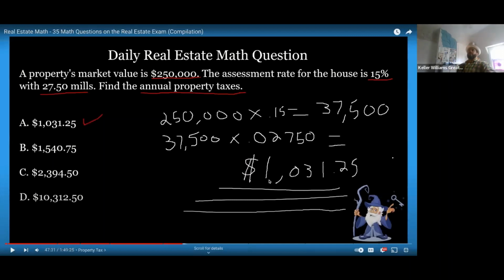So again, the assessment rate is 15, so you would get the assessment first. You would say 15% of 250 is 37.5. Then you would multiply that by the 27.5 mils. Since it's mils, you're going to move that decimal place over 4 places essentially. Not even a percentage, 4 places. So it's 0.02750.